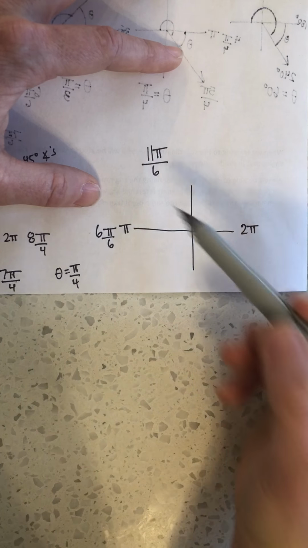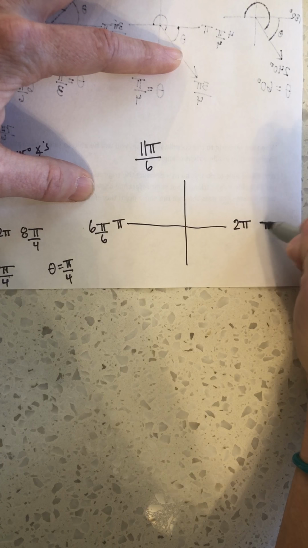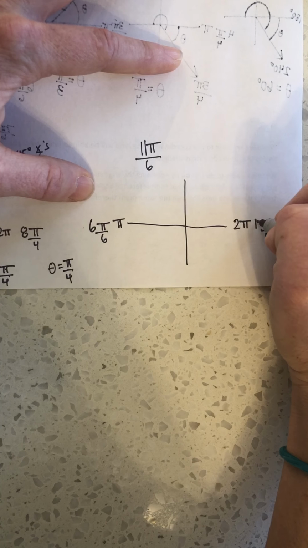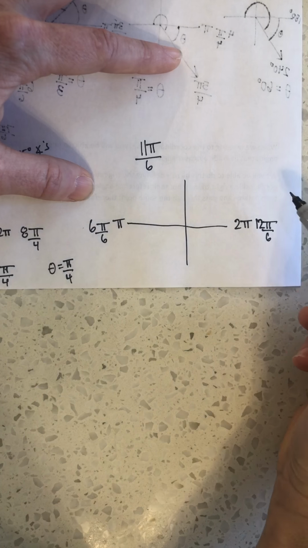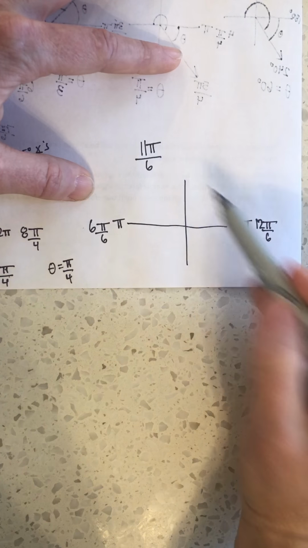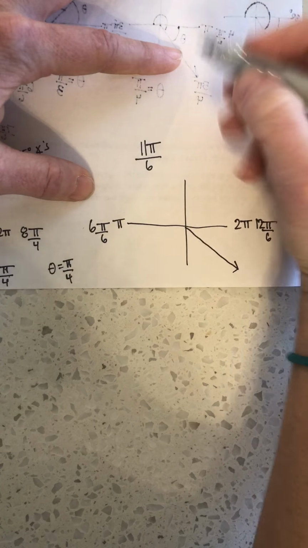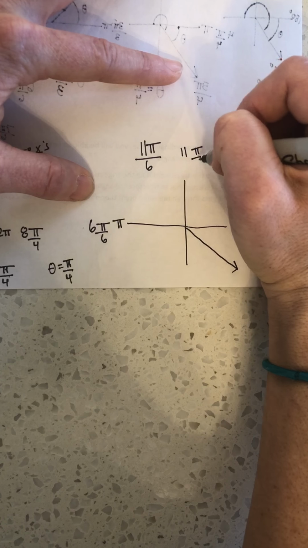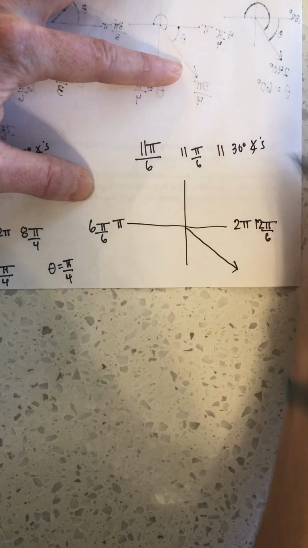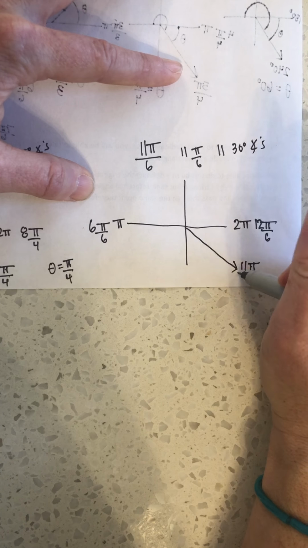I'm shooting for 11, so let's keep going. So if this is 2 pi, how many pi's over 6 make 2 pi? That would be 12 pi's over 6. So that means the 13th pi over 6 would be after it, but the 11th would be in the quadrant right before it, right? That's 11 pi's over 6. That's 11 30-degree angles if you want to count it. All right, but this is 11 pi over 6.